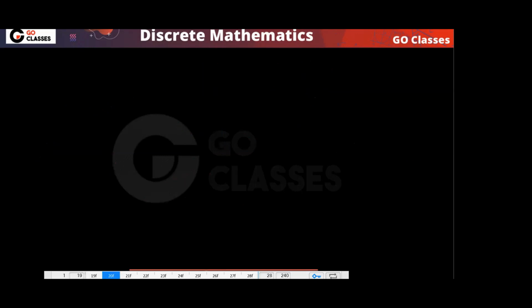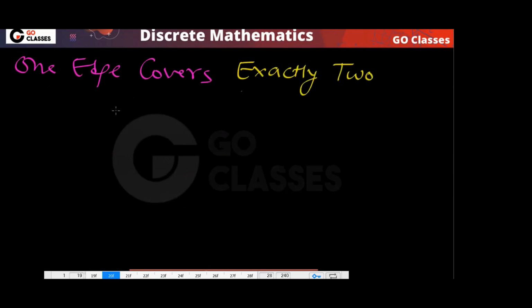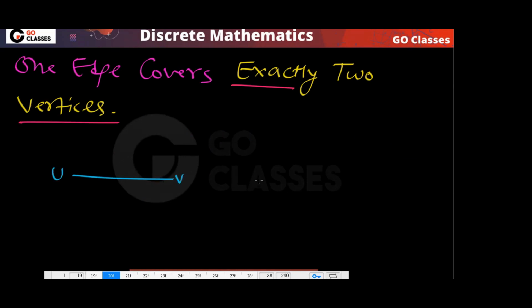Okay. The concept. Tell me, this is an interesting thing. One edge can cover how many vertices? One edge covers exactly two vertices, right? Not more than two, not less than two. For example, if you have this edge with U comma V, then this edge E covers U comma V. These two vertices, this E will cover.